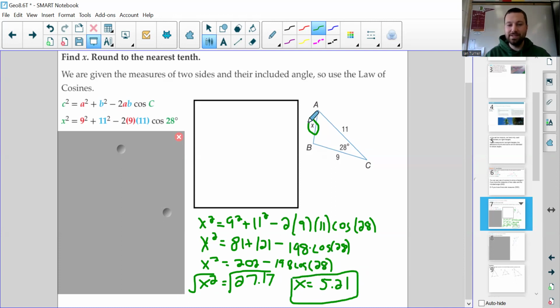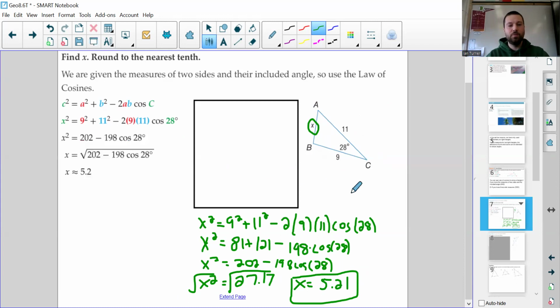That kind of makes sense. This is probably the smallest side because it's across from 28 degrees. Okay? So that probably makes sense. It's smaller than 9 and 11. Okay? Let's double check we got the right thing. We did. They took the square root a little earlier, but you can just wait and take it at the end.